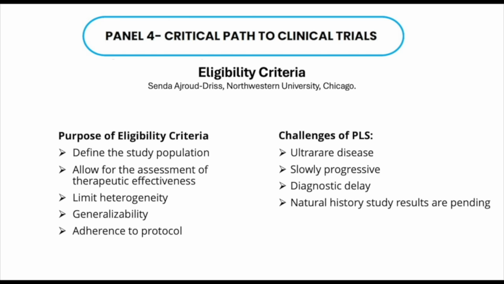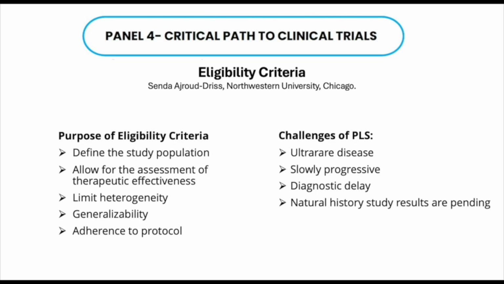Hello, everybody. It's really exciting to be thinking about actually designing clinical trials. I wanted to take you back a little bit and think about the reason why we have eligibility criteria. They are important because they help us define the population we're going to study. They allow us to assess the effectiveness of the therapy. They limit heterogeneity, and at the same time, the data has to be generalizable, and they help us select a population that will adhere to the protocol.